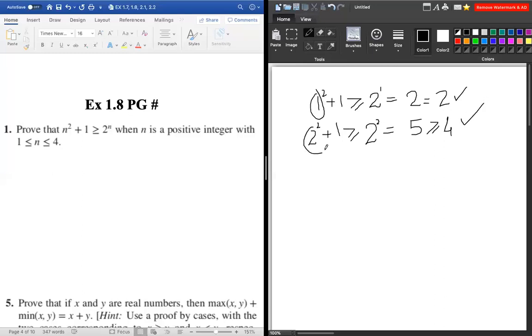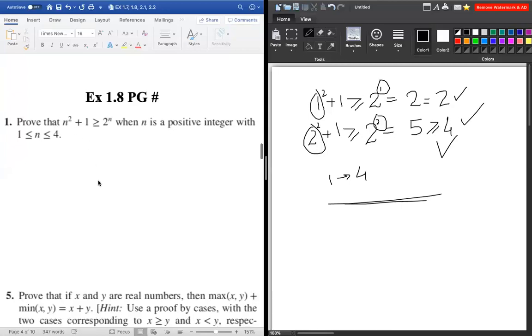Why is the second one true? 5 is greater than 4. That's why. Oh, okay. Right. So here we will replace these values with n, right? So we have from 1 until 4, right? We'll keep replacing it, and then we will find the answer. And we'll find out it's true for 1, 2, 3, and 4. So therefore, we will prove this whole proposition.